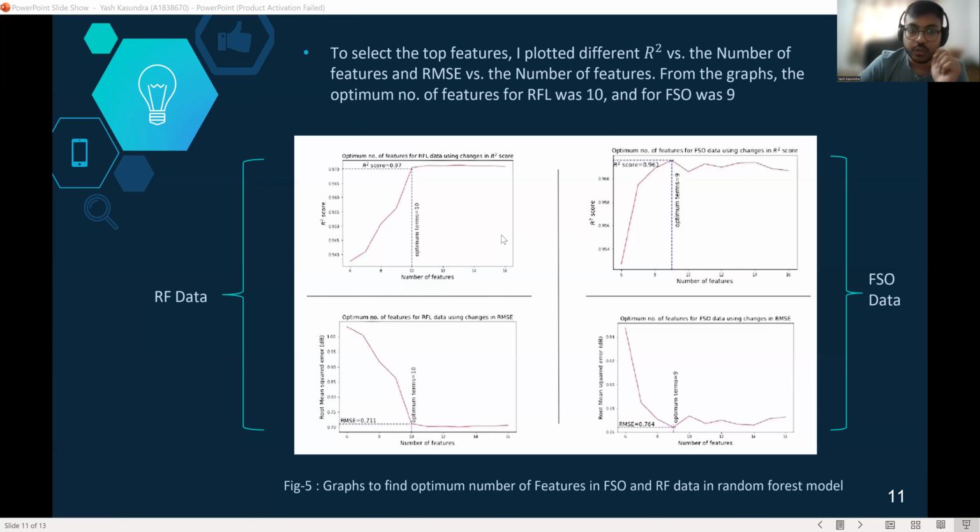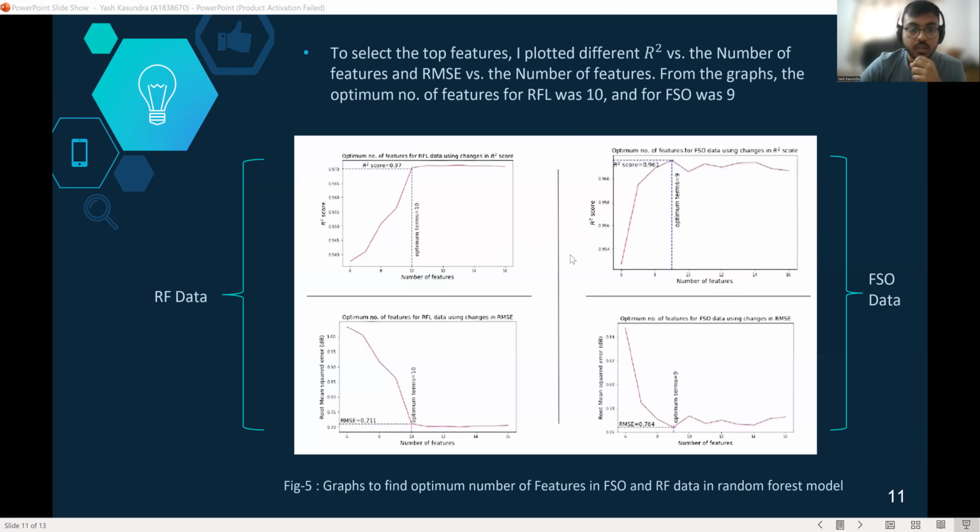And now to double check this, we plotted the RMSE graph against number of features. The point at which the RMSE graph stops decreasing and plateaus over time is the optimal number of features. Based on these two graphs, we found that for random forest, the optimal number was 10 for RF data and 9 for FSO. These are kind of similar, so we kept 10 features for both FSO and RF data for random forest. For linear regression, it was 15, and for linear regression with interaction, it was 20.